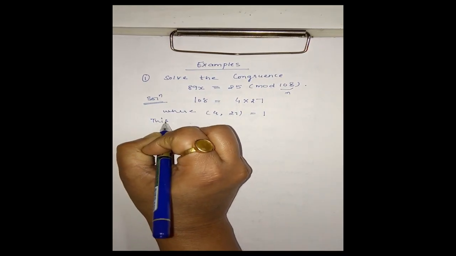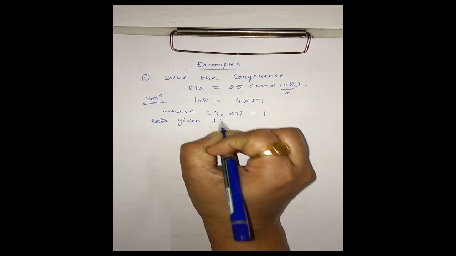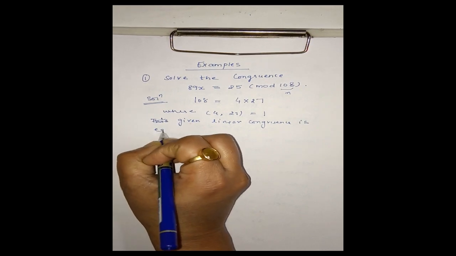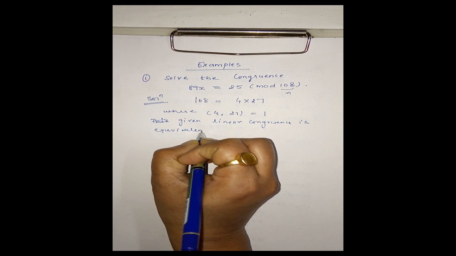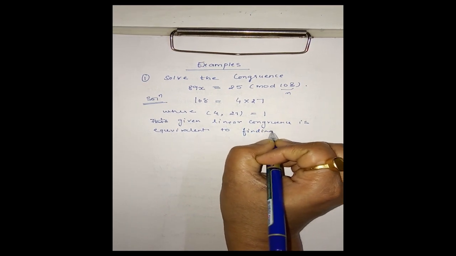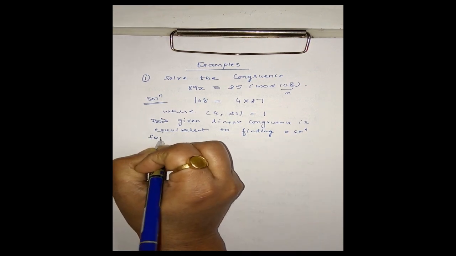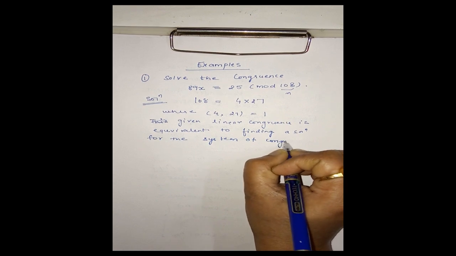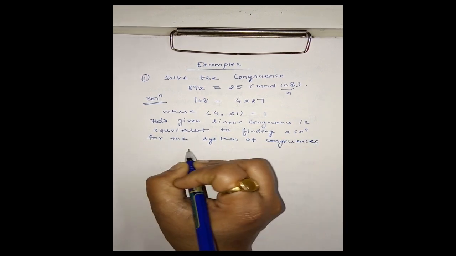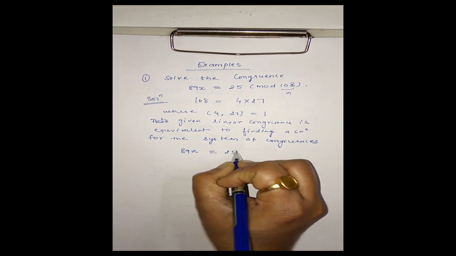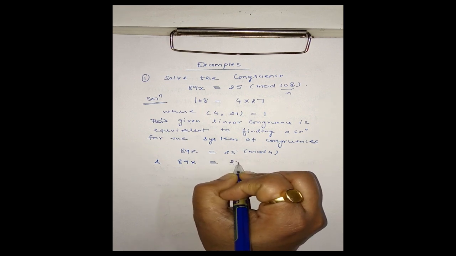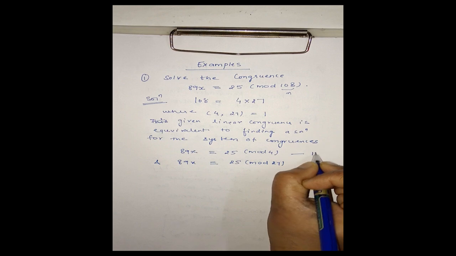Therefore the given linear congruence is equivalent to finding a solution for the system of congruences 89x is congruent to 25 modulo 4 and 89x is congruent to 25 modulo 27. Mark this as 1 and this as 2.